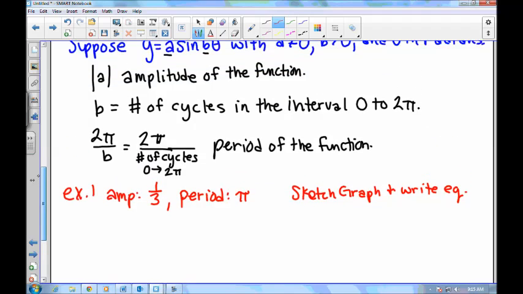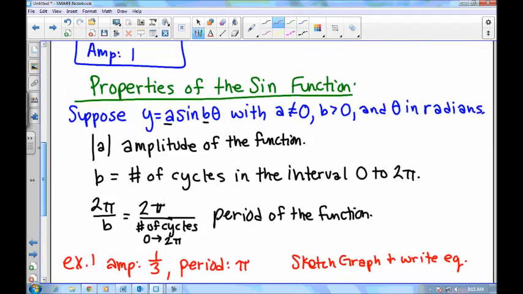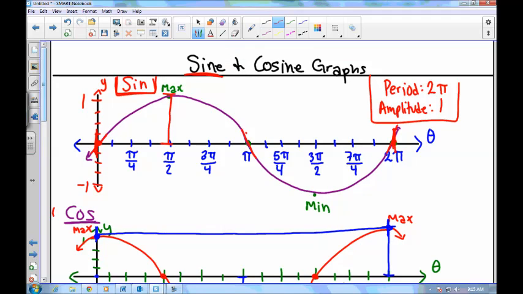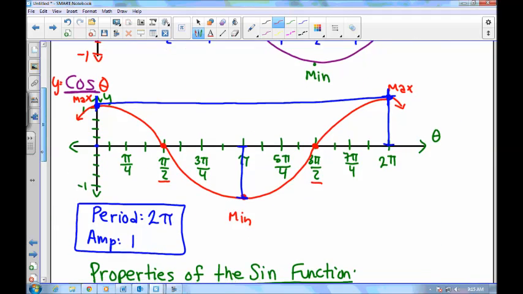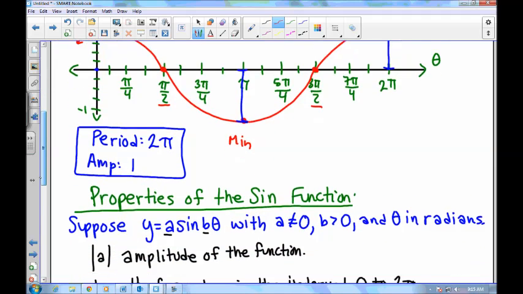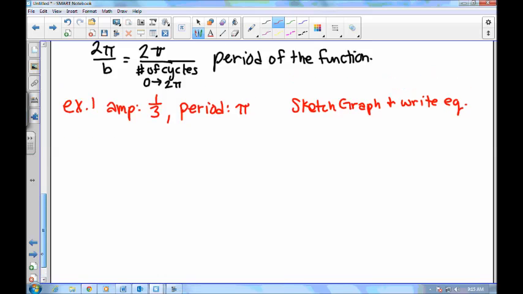Wait, so what are the equations for the first two that we did? We wrote them. It's just y equals cosine theta, y equals sine theta. If you notice, theta is just 1 theta, so we had 1 cycle by the time we got to 2 pi. Here, cosine theta was 1 theta, and the amplitude was 1, we only got 1 cycle by the time we got to 2 pi.